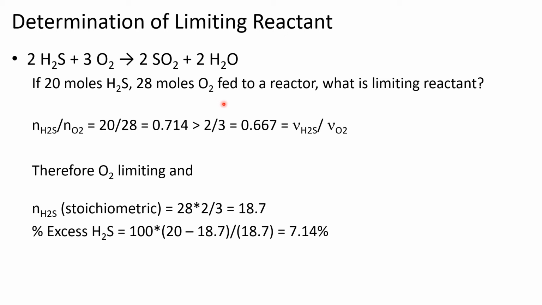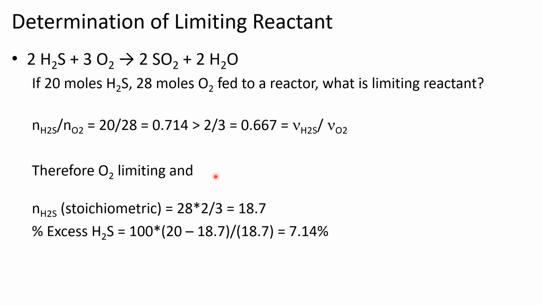The way we do this is we'll compare the ratio of the moles of H2S to the moles of oxygen that are fed. That ratio is 20 to 28, which has a numerical value of 0.714. We'll compare that to the ratio of stoichiometric coefficients for hydrogen sulfide and oxygen. That ratio is 2 to 3, which has a numerical value of 0.667. Since the ratio of the moles fed is greater than the ratio of the stoichiometric coefficients, we conclude that oxygen is limiting, and hydrogen sulfide is in excess.